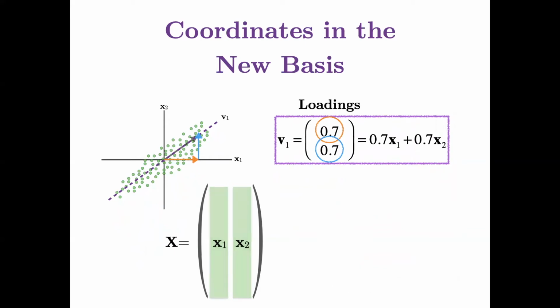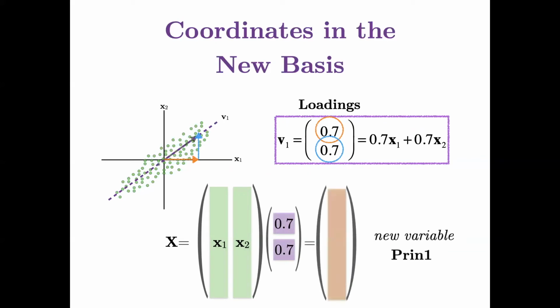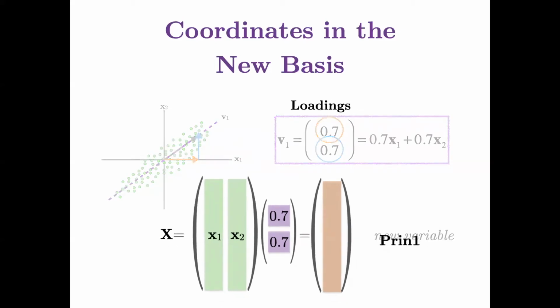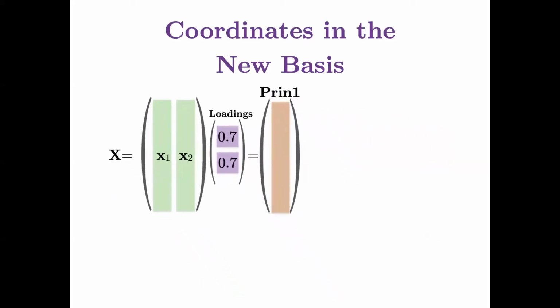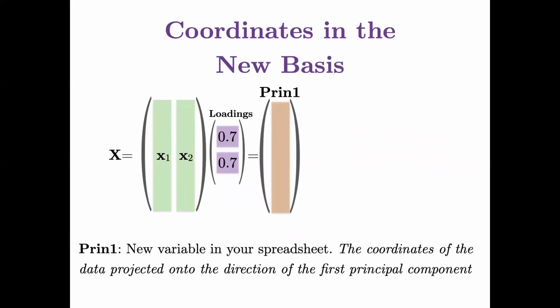I have two columns in a spreadsheet. And so if I multiply by the vector of loadings, what I'll get is a new variable. Now, because of all the analogies going on here, the terminology from the software can be confusing. In SAS, this new variable will be created in an output data set, as we'll see, and it will be entitled prin1 for principal component 1. And so that's the new variable. That's the coordinates of the data projected onto the direction of the first principal component.